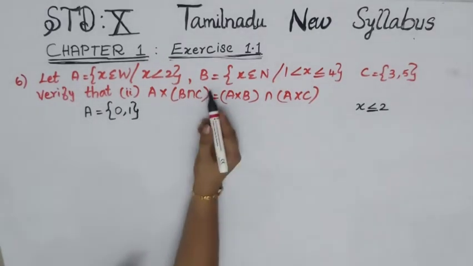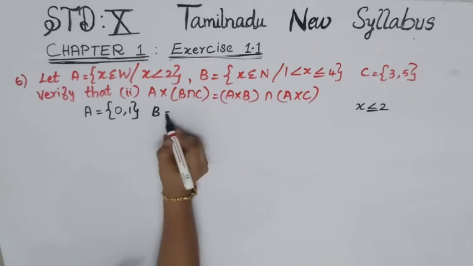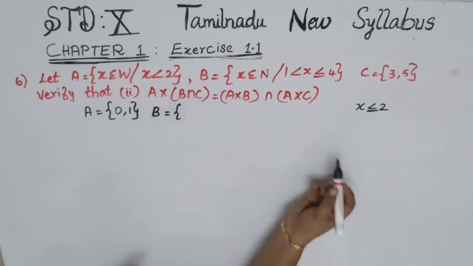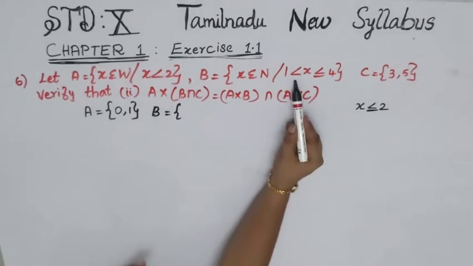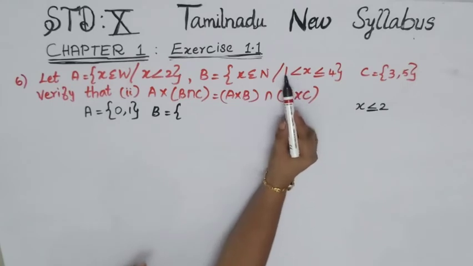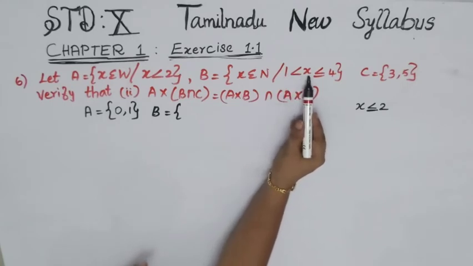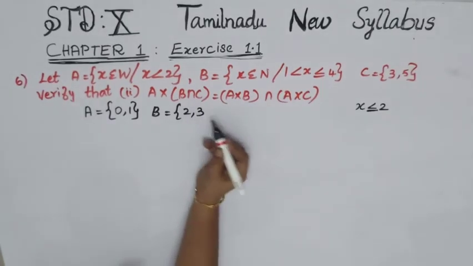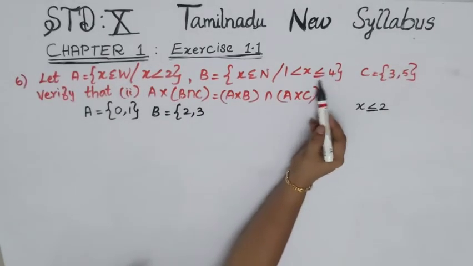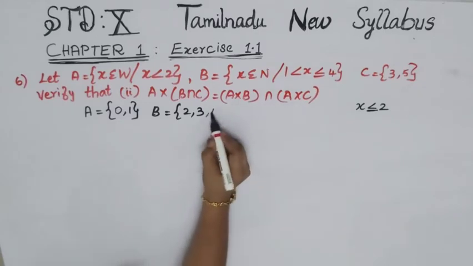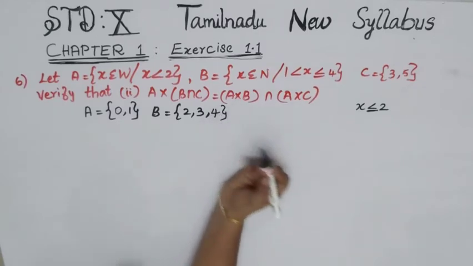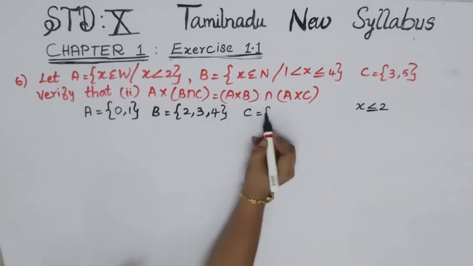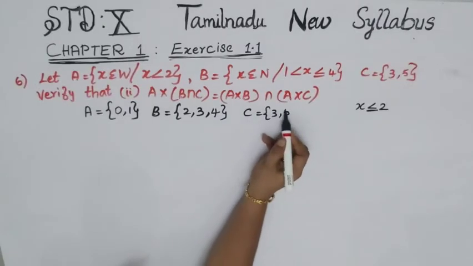Okay, so {0, 1}. Same way B starts from natural numbers, but the condition is, again you can see the underneath line is not there. So it is 1 < x only, so 1 should not come. We will start from 2, 3, and you can see here it is less than or equal to, so 4 you will have to include. So B = {2, 3, 4}. Then C = {3, 5}.